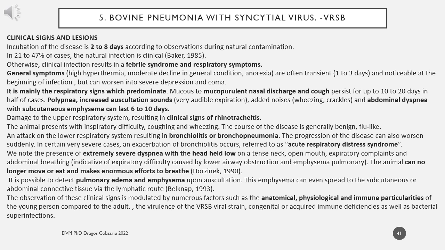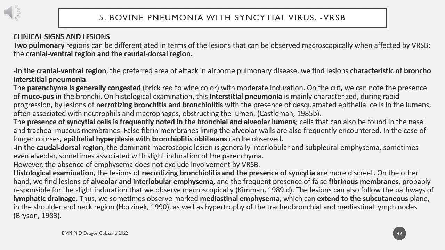The animal can no longer move or eat and makes enormous efforts to breathe. It is possible to detect pulmonary edema and emphysema upon auscultation. This emphysema can even spread to the subcutaneous or abdominal connective tissue via the lymphatic route. The observation of these clinical signs is modulated by numerous factors such as the anatomical, physiological and immune particularities of the young compared to the adult, the virulence of the VRSB viral strain, congenital or acquired immune deficiencies as well as bacterial superinfections.